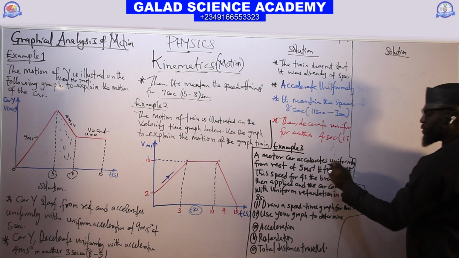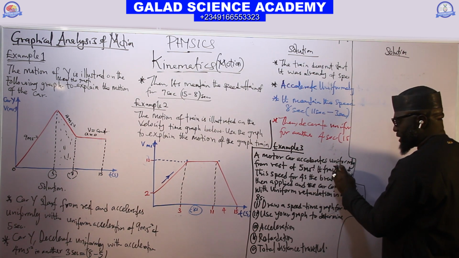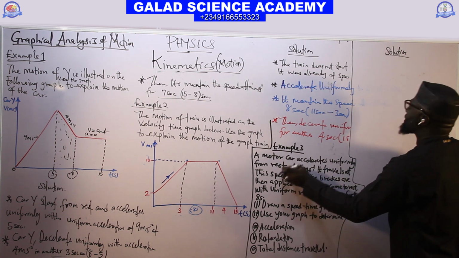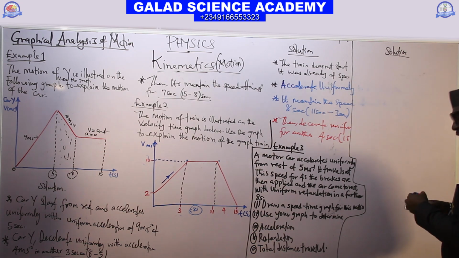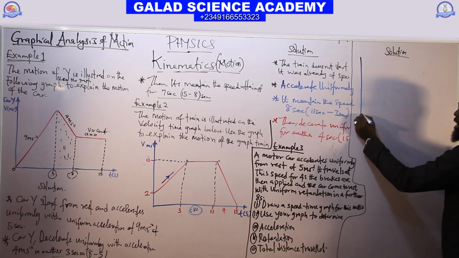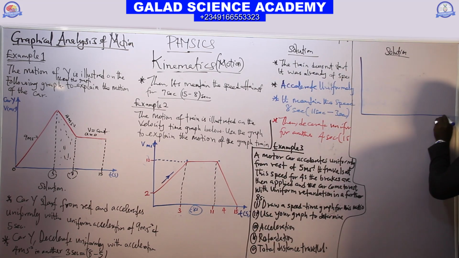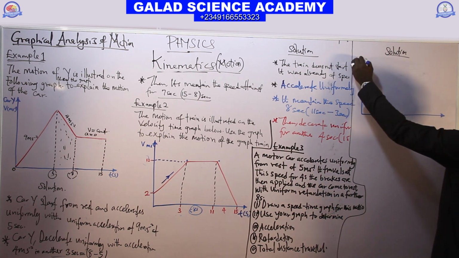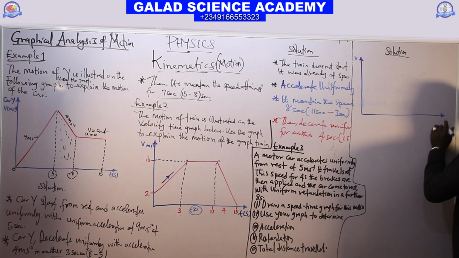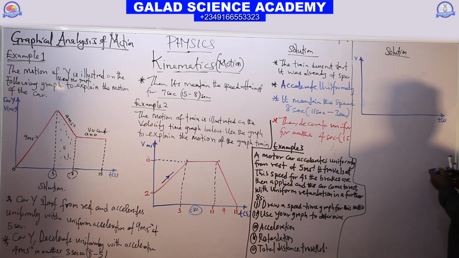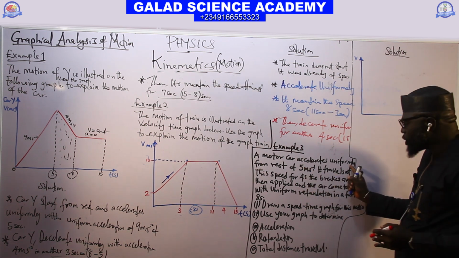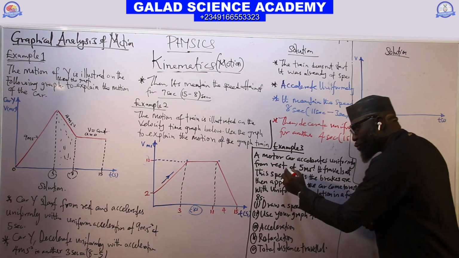They said a car starts from rest. A motor car accelerates uniformly from rest. So if a car accelerates uniformly, first of all we draw our vertical axis, followed by the horizontal axis. This is velocity, and this is time in seconds. If the car accelerates uniformly from rest.